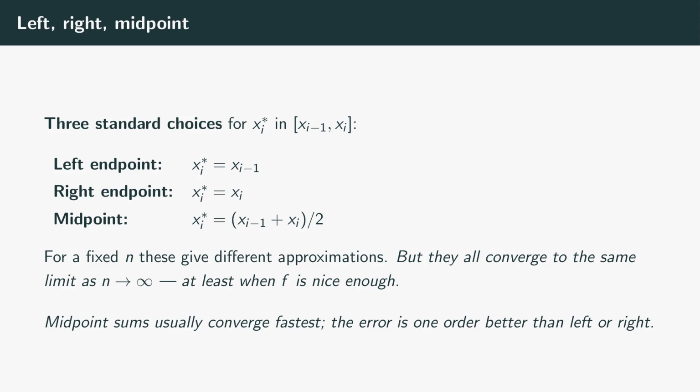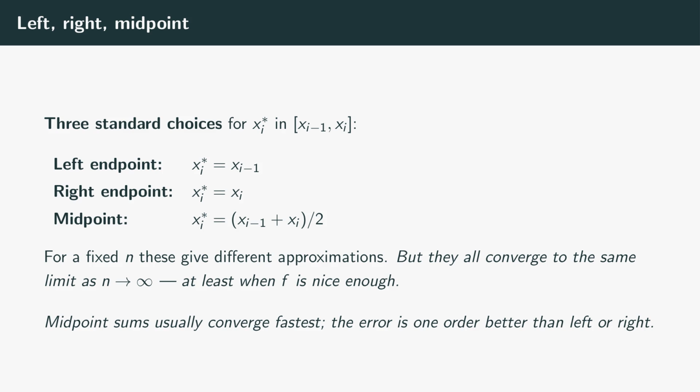Quick aside on which sample point to pick. 3 standard choices. The left endpoint, take x sub i star equal to x sub i minus 1, the left edge of the subinterval. The right endpoint, take x sub i star equal to x sub i, the right edge. And the midpoint, take x sub i star to be the average of the 2 endpoints. For any fixed n, these 3 give you 3 different numbers. If f is increasing, the left endpoint sum systematically undershoots, and the right endpoint sum systematically overshoots. For a decreasing f, it's reversed.